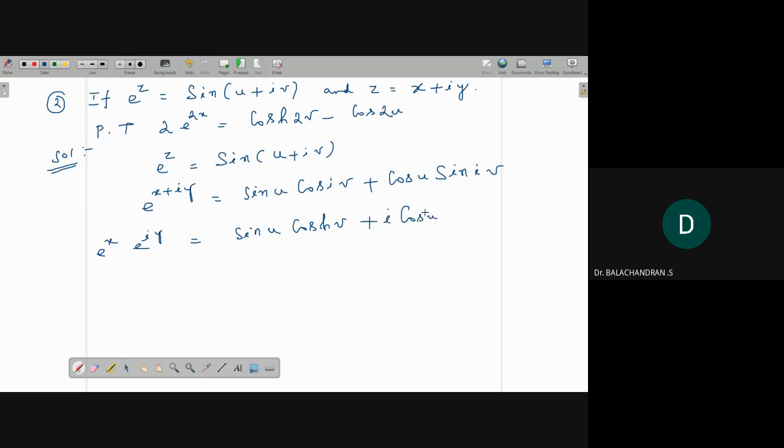Sine iv is i sinh v. Now you can write this is e power x into e power i theta, cos theta, theta is here y, plus i sine theta. So this is equal to sine u into cosh v plus i into cos u into sinh v.